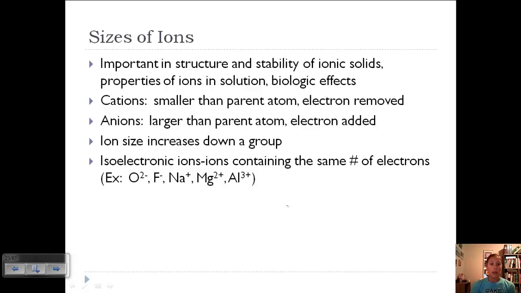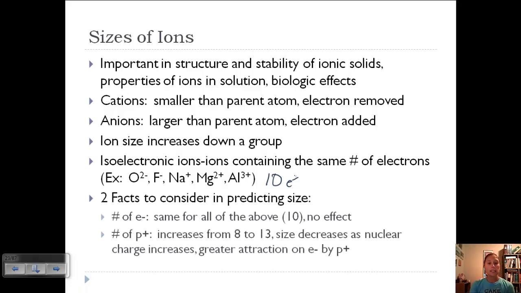So we have a new vocab term, which is isoelectronic ions. These are ions that contain the same number of electrons. For example, O2 minus, F minus, Na plus, Mg2 plus, and Al3 plus all contain the same number of electrons. Now, they all have different numbers of protons because they are different elements, but their electrons are all the same. In fact, it comes out to 10 electrons per ion.